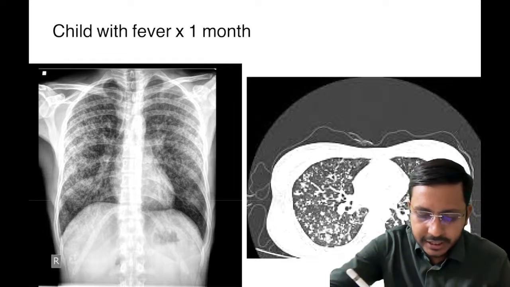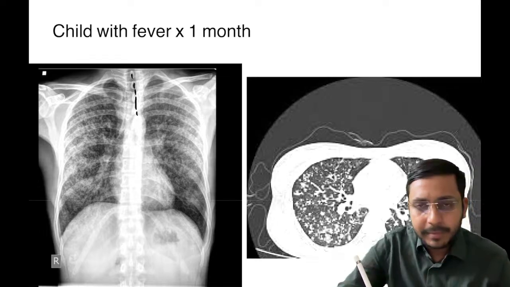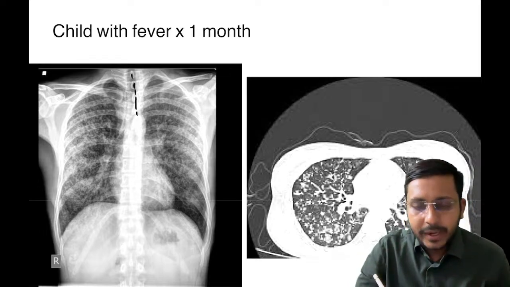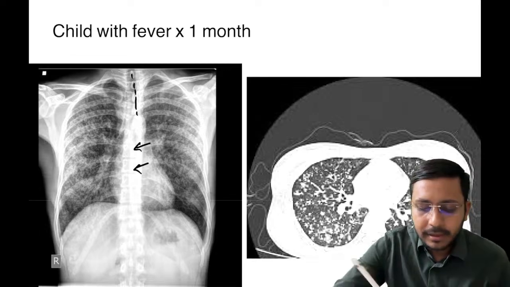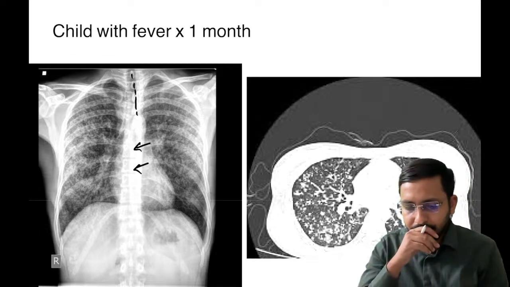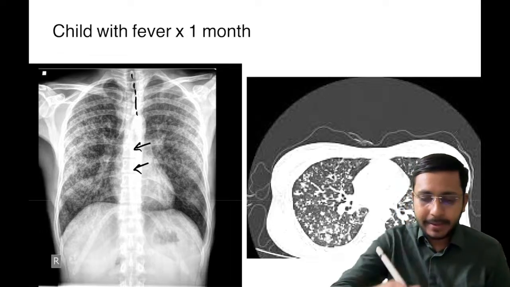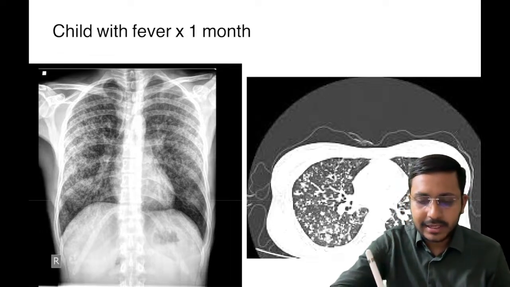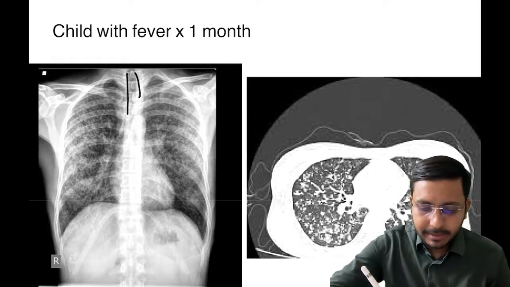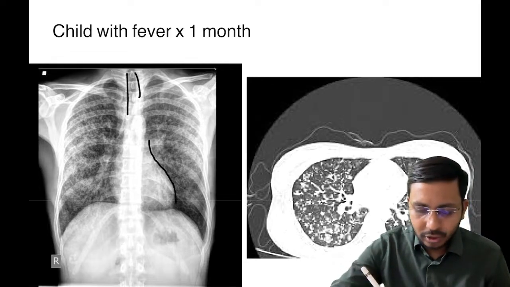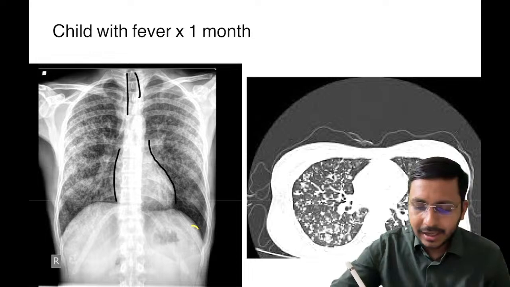There is no rotation. This is a PA view X-ray. Adequate exposure because I can see the intervertebral disc posteriorly, and it is taken in adequate inspiration. Now the main pathology, let's come to the chest X-ray. The trachea is in midline, the cardiac size is normal, bilateral CP angles are sharp.